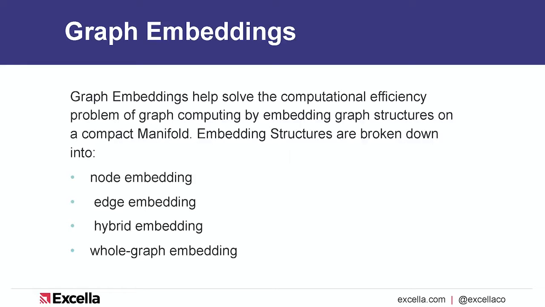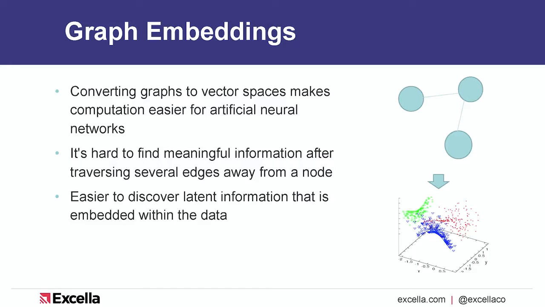Graph embeddings come in a few different ways. We can embed the entire graph. We can embed the edges in the graph. We can embed the nodes. We can embed any individual part of the graph. Each has certain costs and benefits. But what we're doing is extracting the information from the graph so that we can do higher order computations on them. Like I said, we're just converting to vector space there.